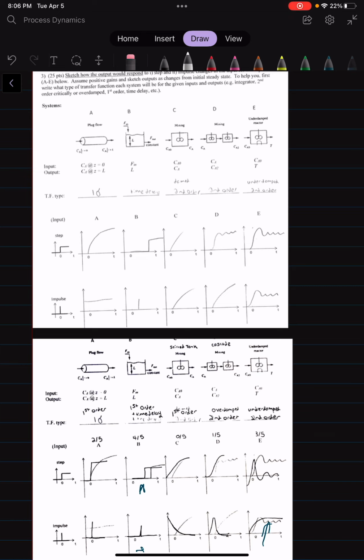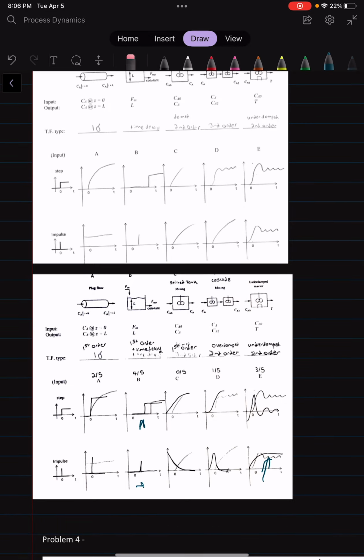So there is that. But for the first one, it definitely is first order because you have a flow rate that's immediately in is immediately out, almost immediately. So the input should be about the same as the output. So I put that here.